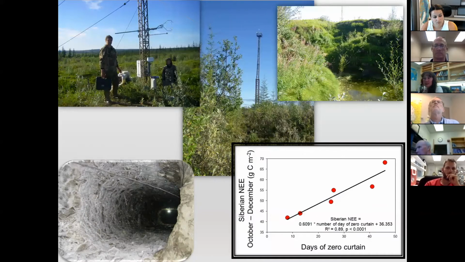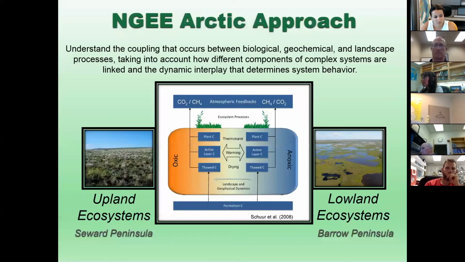And so that's all I want to say for now about the AON project. And I'll move over to the NGEE project, which, as I said earlier, is a large DOE-funded project to look at the coupling between biological, geochemical, and landscape processes. It's been focused on lowland ecosystems around the Barrow Peninsula area, and then more recently it's moved over to the Seward Peninsula, thinking about the upland ecosystems.